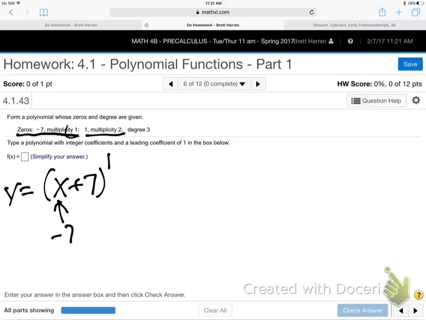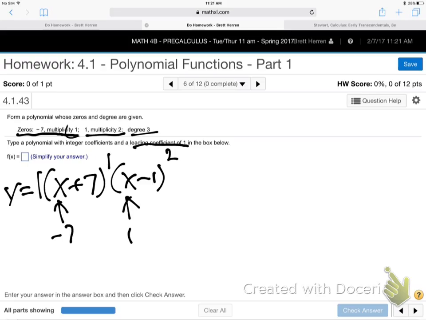Next one is a 0 of 1, multiplicity 2. So what do you do with that? x minus 1, second power. So that if you plugged in a positive 1, you'd get a 0. And the multiplicity is the power. And that's all they're giving us. And the degree is 3. And the leading coefficient is 1. So put a 1 in the front. We're done.